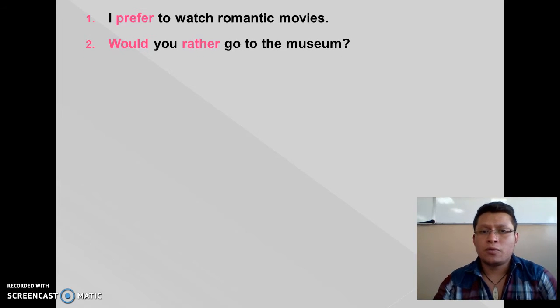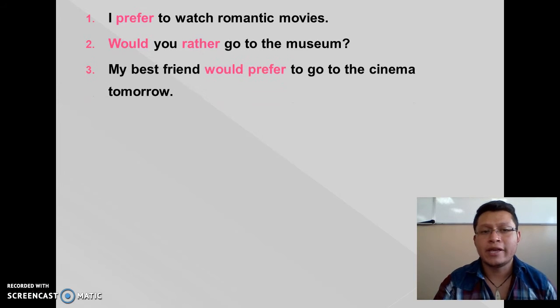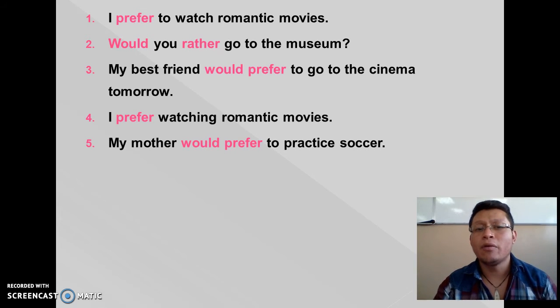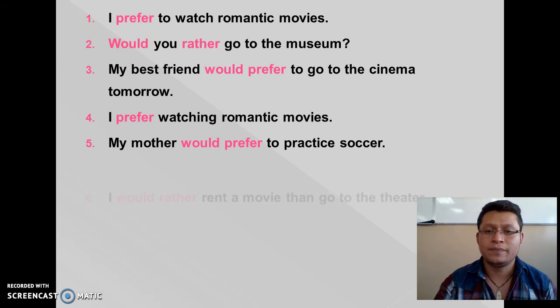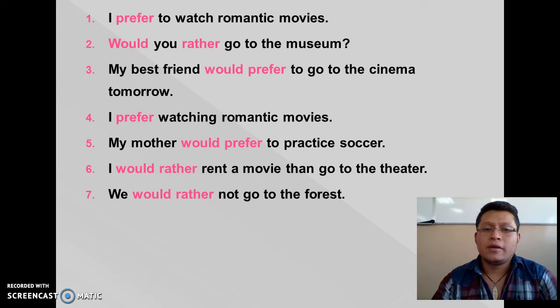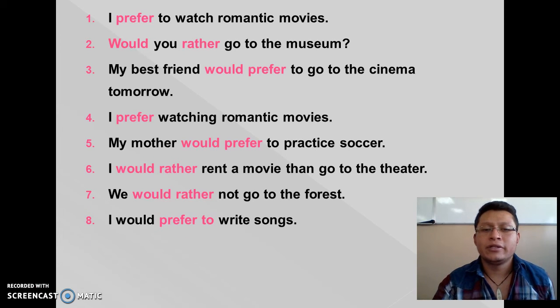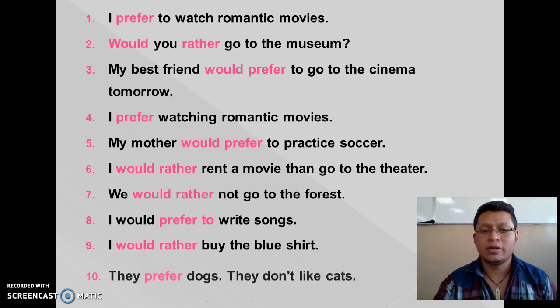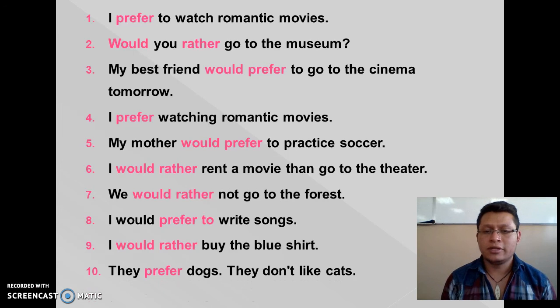Second one, would you rather go to the museum? Next, my best friend would prefer to go to the cinema tomorrow. I prefer watching romantic movies. Number 5, my mother would prefer to practice soccer. Number 6, I would rather rent a movie than go to the theater. The 7, we would rather not go to the forest. The 8th one, I would prefer to write songs. 9, I would rather buy the blue shirt. In the last one, they prefer those, they don't like it.